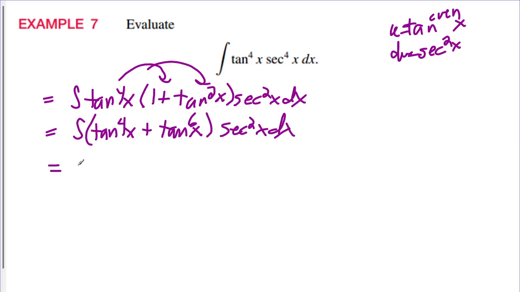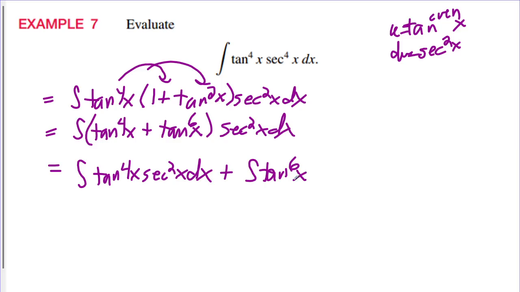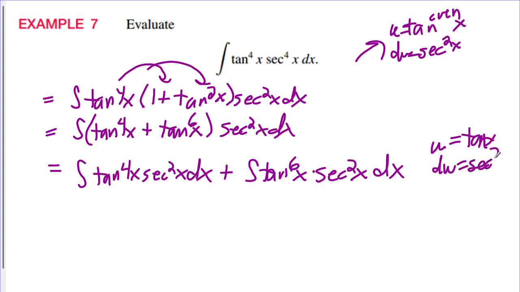Now we can split those up to get the integral of tangent to the 4th of x times secant squared of x dx plus the integral of tangent to the 6th of x times secant squared of x dx. We can actually tackle both of these using our strategy up above. We're going to set u equal to tangent of x. Therefore, our du has to be secant squared of x dx.